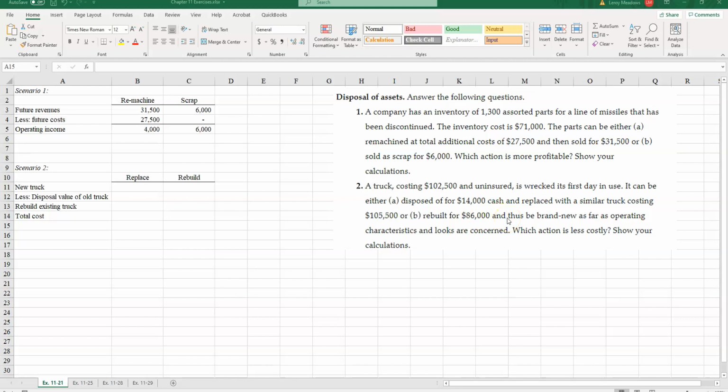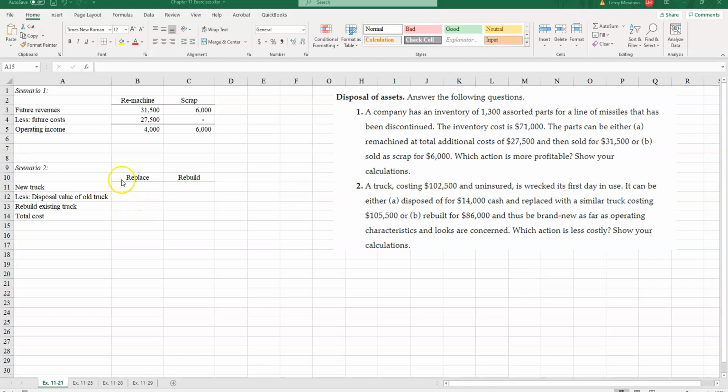So let's take a look here. If I have the choice to either replace the truck or rebuild the truck, what am I going to do? Remember, relevant information is going to be future, but it's also going to differ among alternatives. So let's look at the information that is relevant. The truck costing $102,500, uninsured, was wrecked its first day in use. Is that cost relevant? No, it's not. Why? Because it's a past cost, a sunk cost, because it was already incurred. So that is irrelevant to our decision-making process.